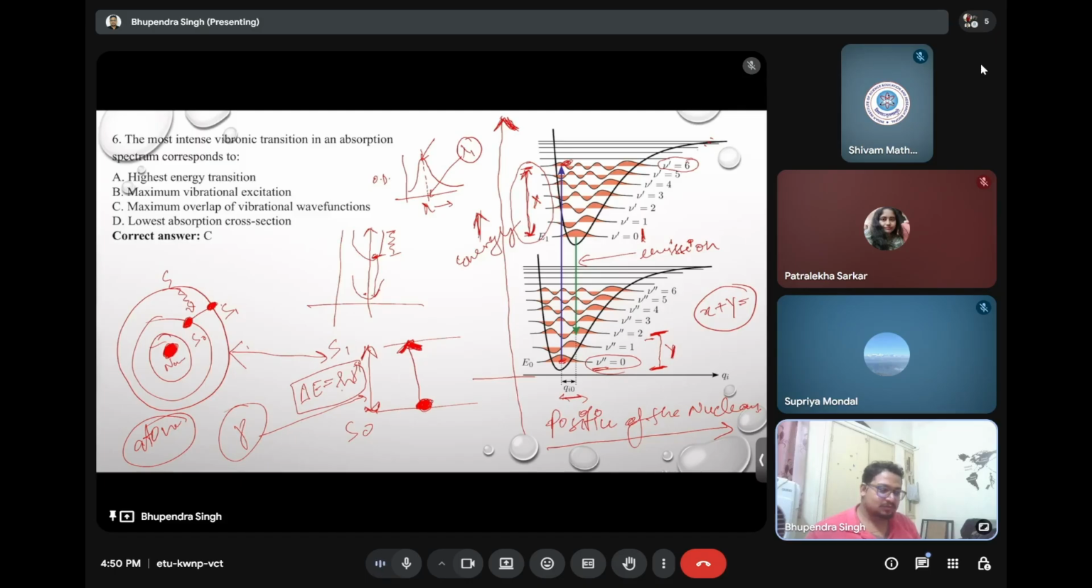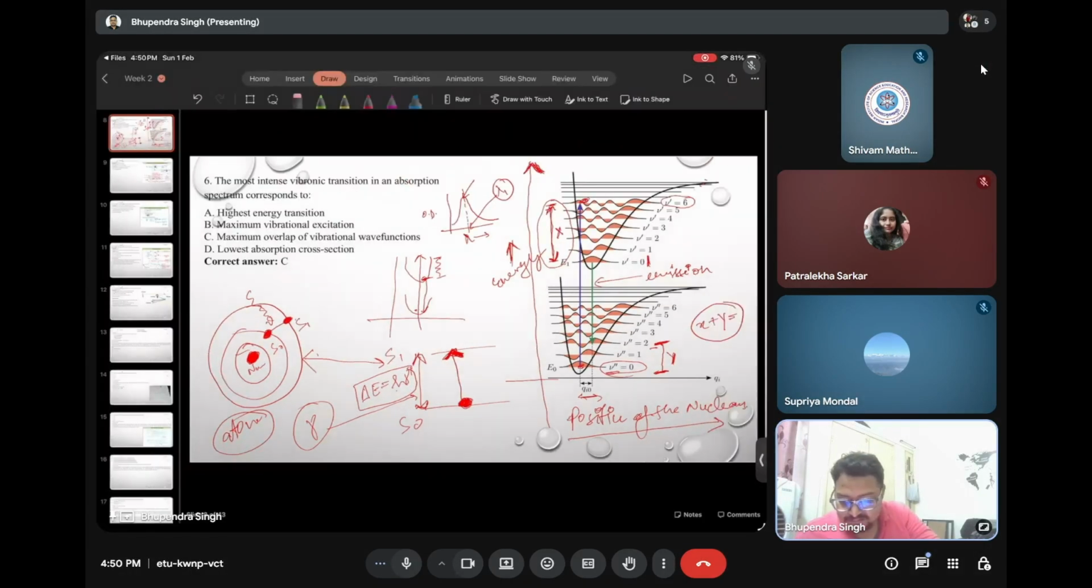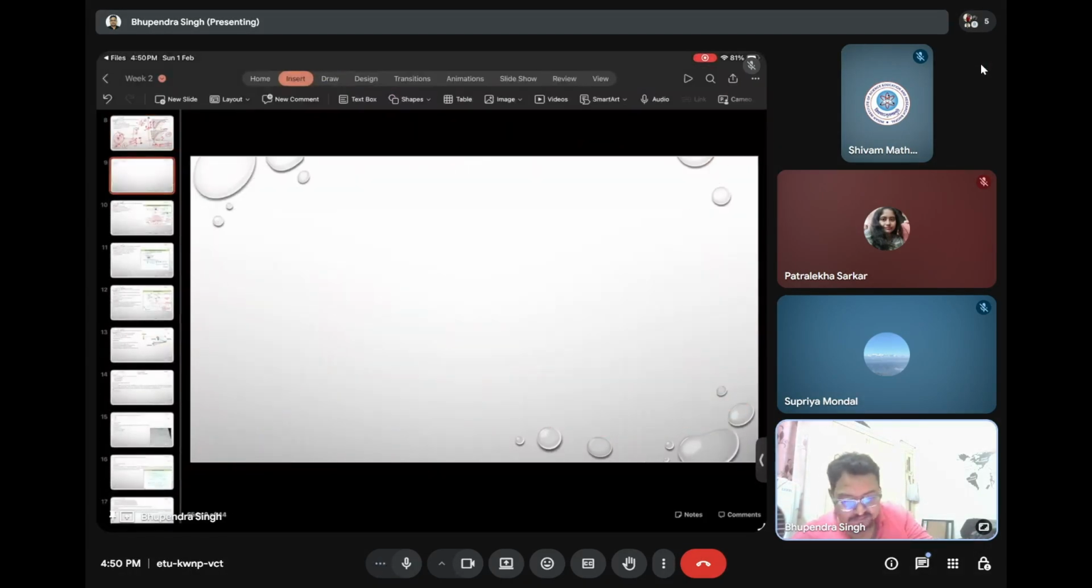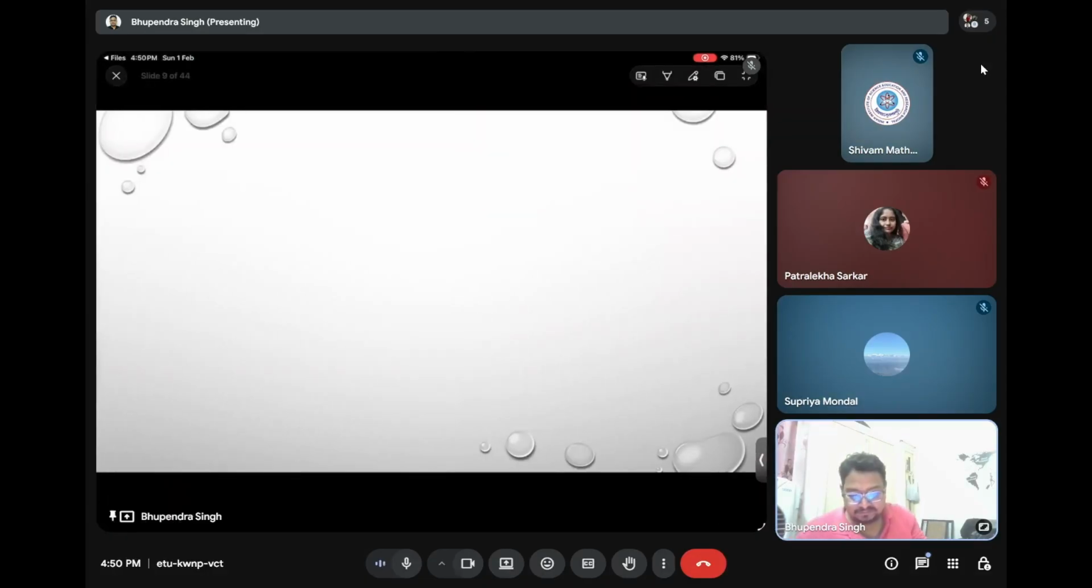Have you heard about Stokes shift? Yes. Patlika said Stokes shift. Yes, it is Stokes shift. Maybe it is hard to visualize, but I will show you. Let me take another slide. Then see.